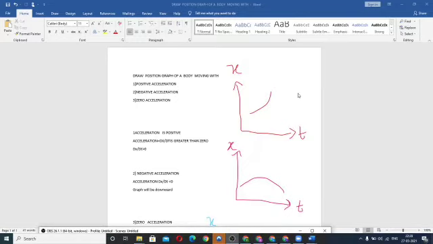Good morning everyone. Today we are going to study drawing position time graphs of a body moving with, first case, positive acceleration, second, negative acceleration, and third, zero acceleration.